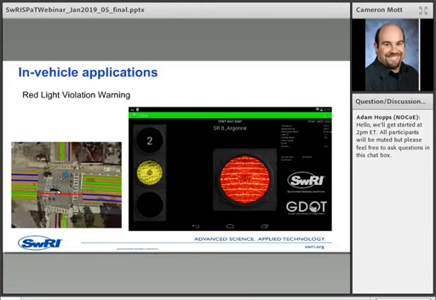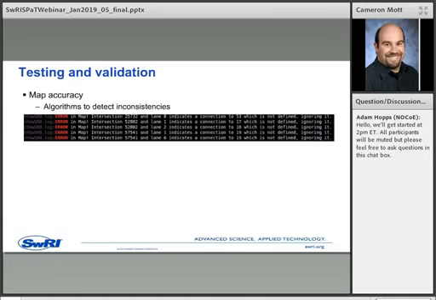The third application is a red light violation warning application that gives an indication to the driver if the vehicle is in danger of being in the intersection during a red, or in this case during an orange, yellow light rather, and allows them to have information about what's going on with the signal light.